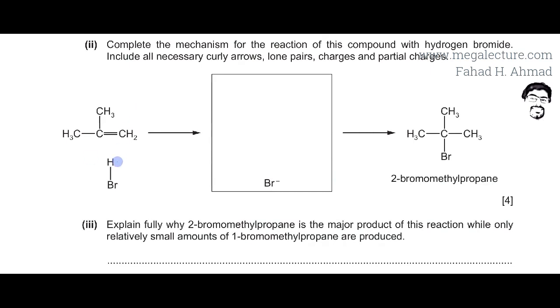Now the first thing is this is a polar molecule. So hydrogen is going to have a partial positive charge. Bromine is going to have a partial or slight negative charge, and there would be two electrons in this bond. Because of the repulsion from the electrons in the double bond, these electrons are going to get repelled further away. And the electrons in the double bond, in the pi electron cloud specifically, are going to get attracted to this positive hydrogen.